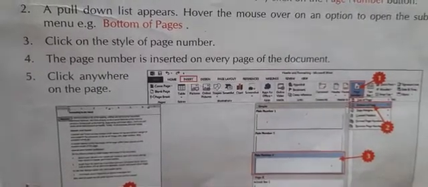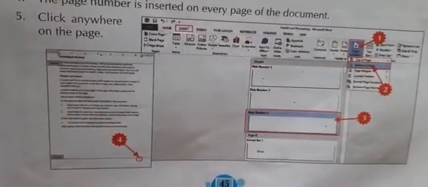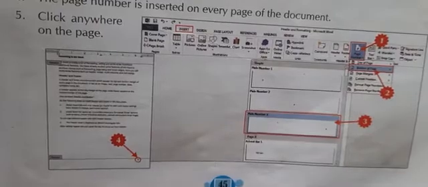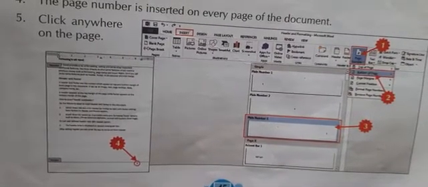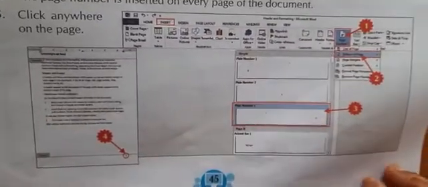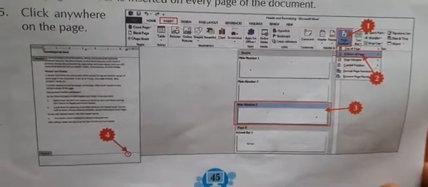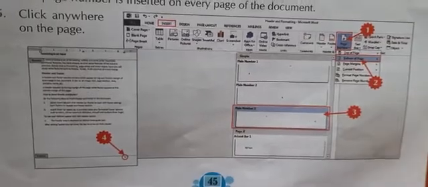After doing this, we will click anywhere on the page. So you can see in your book also, at the bottom of every page, a page number is inserted. In the same way, we can also insert the page number in a document.